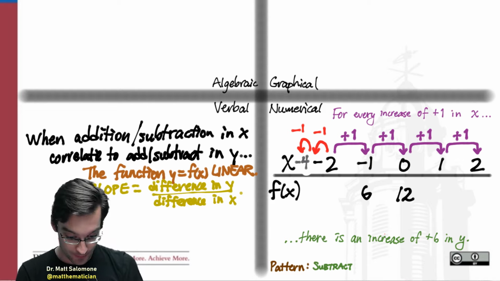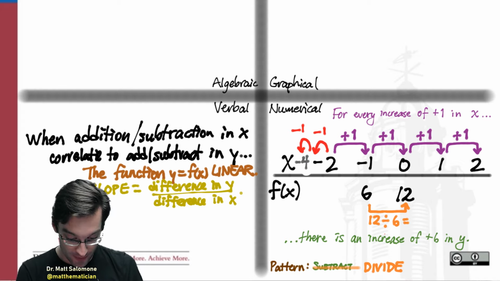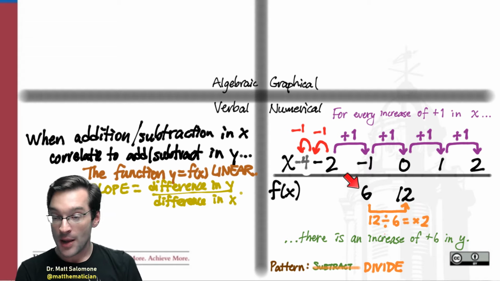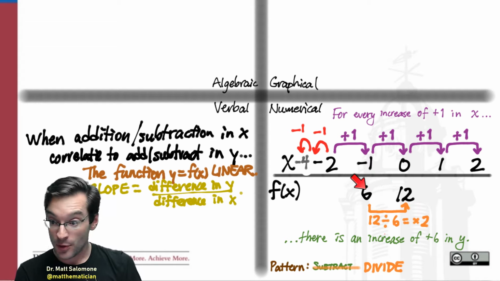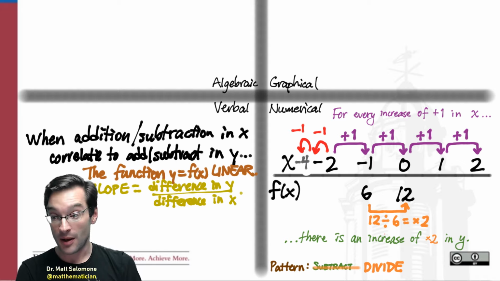So now I'm going to describe this change not by subtracting 12 minus 6, but instead dividing 12 by 6. When I divide 12 by 6, I get 2. And the way that I can interpret that is that when I move from this y value to that y value, what I'm doing is I'm multiplying f of x by 2. So, rather than saying that there's an increase of +6 here, I'm going to say there's an increase of multiplication by 2 in my y quantity, right?